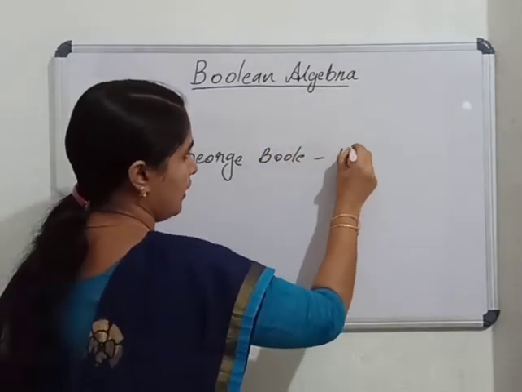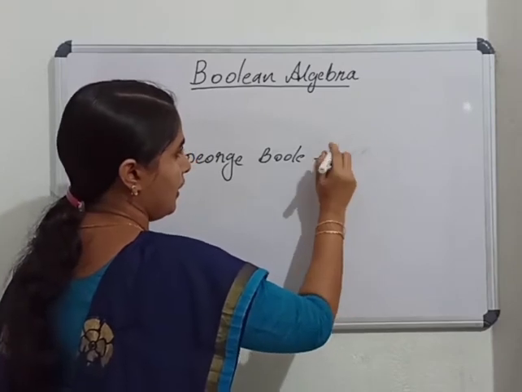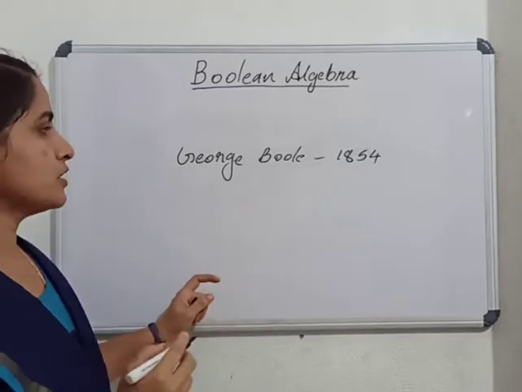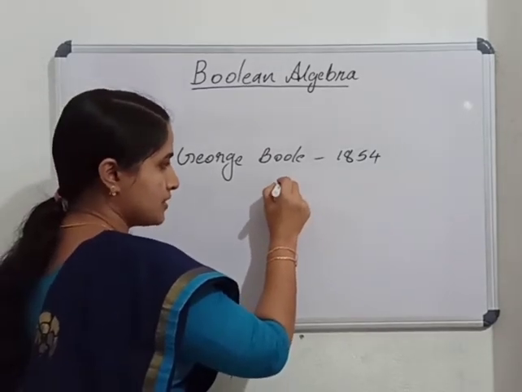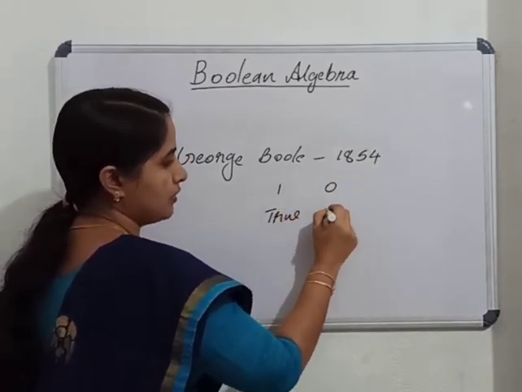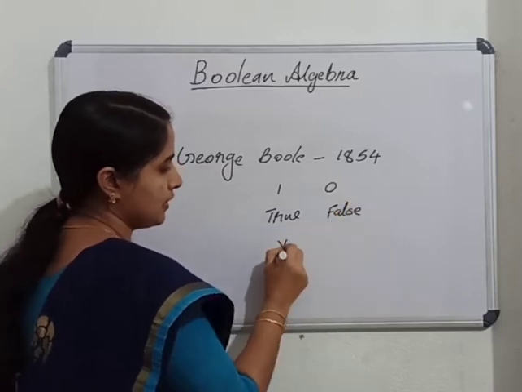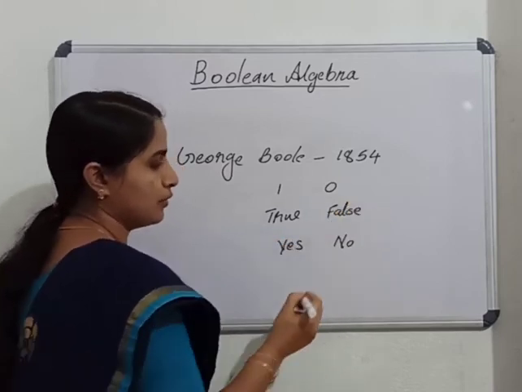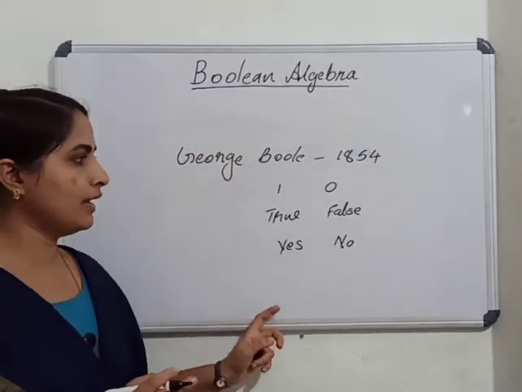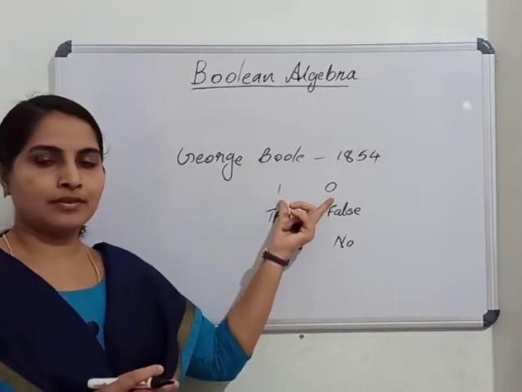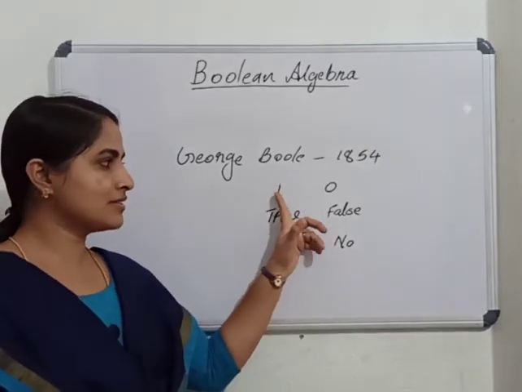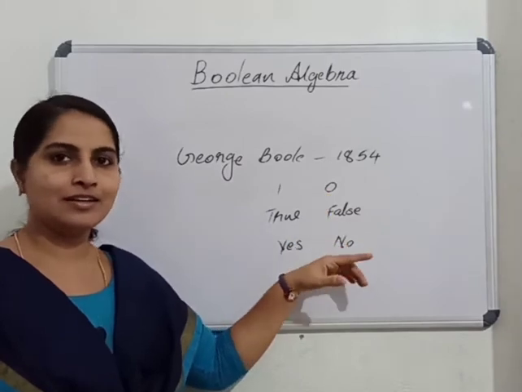in 1854. He used only two symbols, that is 1 and 0, or true and false. So we can consider it as yes and no. In this algebraic version he applied only these two symbols. So throughout this chapter we are dealing with only these two symbols, 1 and 0.